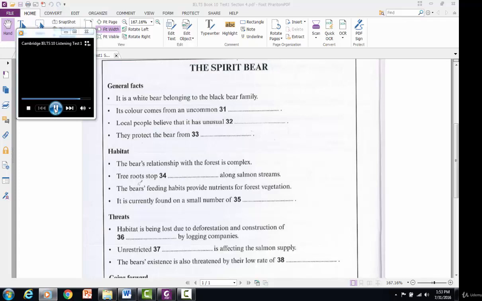The white bear's habitat is quite interesting. The bear's strong relationship with the old-growth rainforest is a complex one. The white bear relies on the huge, centuries-old trees in the forest in many ways. For example, the old-growth trees have extremely long roots that help prevent erosion of the soil along the banks of the many fish streams. Keeping these banks intact is important because these streams are home to salmon, which are the bear's main food source. In return, the bear's feeding habits nurture the forest.